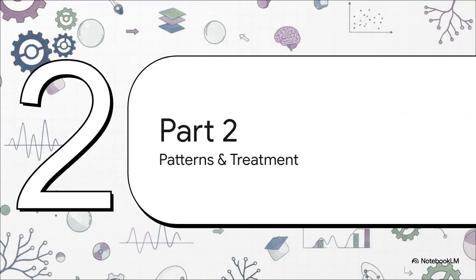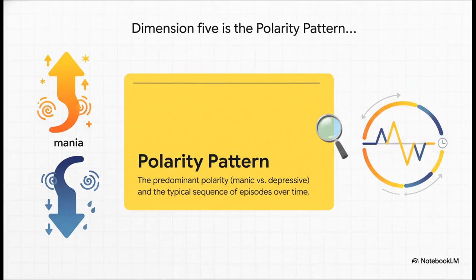Okay, let's shift gears now to the next set of dimensions. These are less about the deep past and more about the repeating patterns we can actually see in the present, which is what directly tells us how to manage the illness going forward. So, Dimension 5 is the polarity pattern. Is this person's illness mostly driven by depression, or is it mania? And what's the typical sequence of their episodes? This helps you understand the unique flavor or the signature of their specific bipolar disorder.